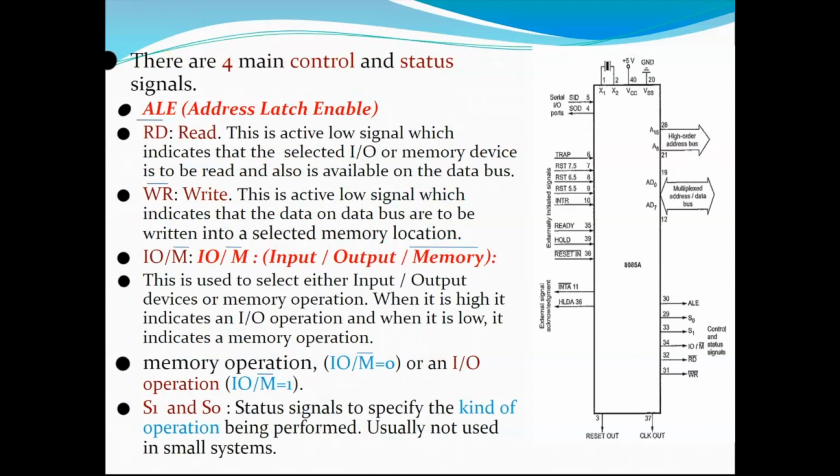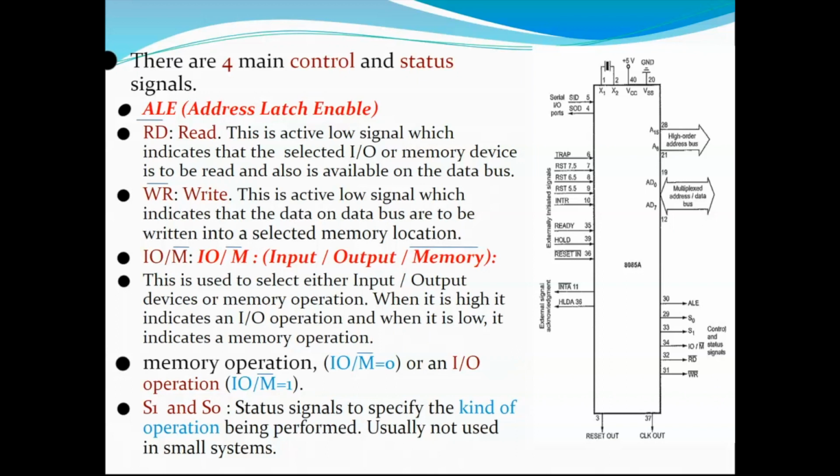There are four main control and status signals. One is ALE, the address latch enable, which I will explain in detail later. The others are RD bar, that is the read bar signal. It is an active low signal, which indicates that the selected IO or memory device is to be read and the data is available on the data bus.